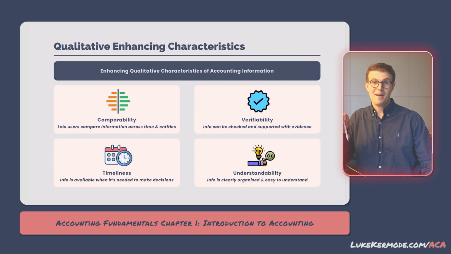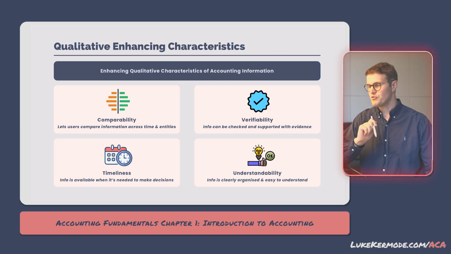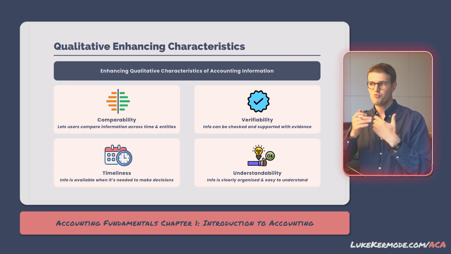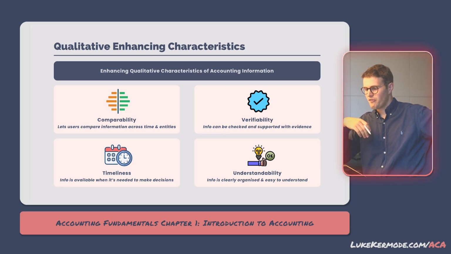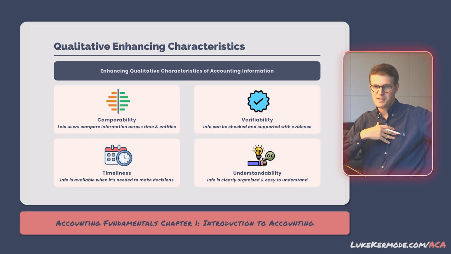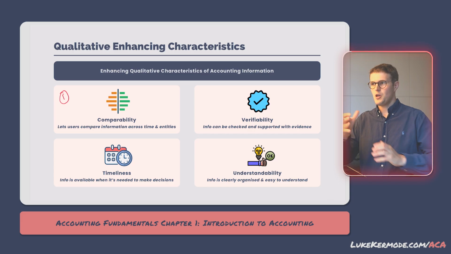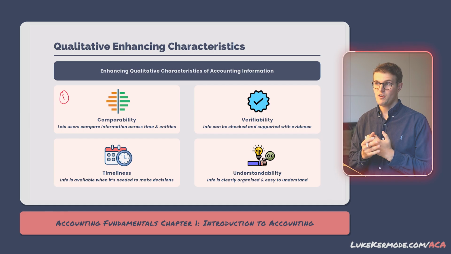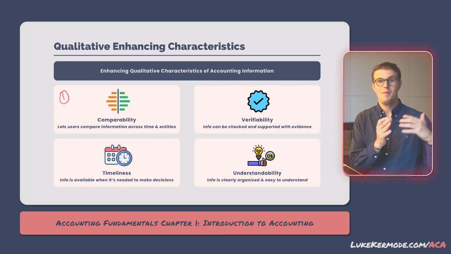Now that we've looked at the fundamental characteristics, we can turn to the four enhancing qualitative characteristics of accounting information. The conceptual framework states that financial information that is relevant and faithfully represented can be made even more useful by applying the following four enhancing qualitative characteristics. The first of which is comparability. This characteristic helps users compare financial information across different entities or reporting periods. Valid comparisons should be able to be made with information from prior periods and information prepared by the business's competitors.